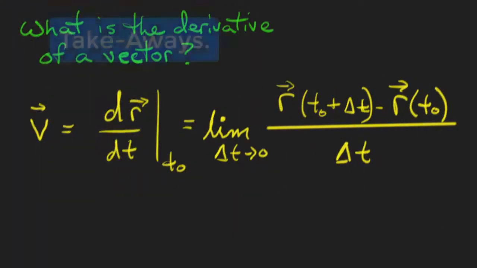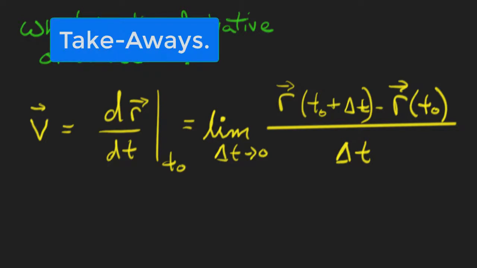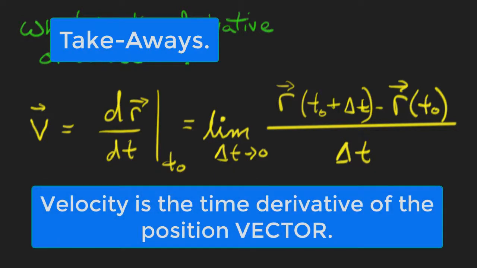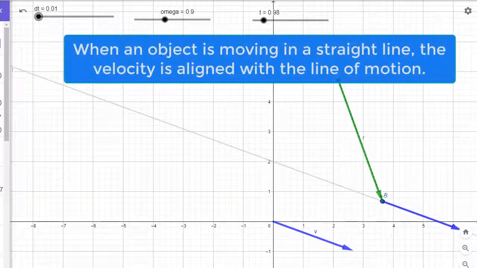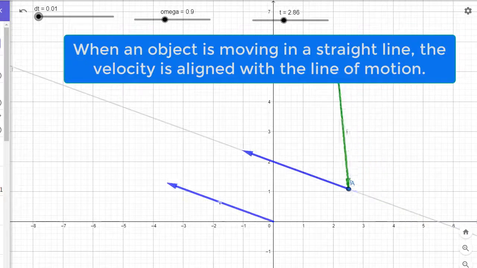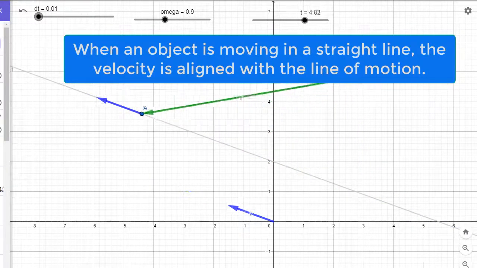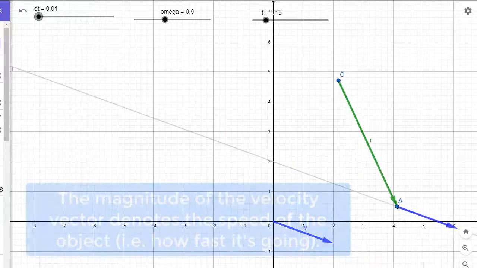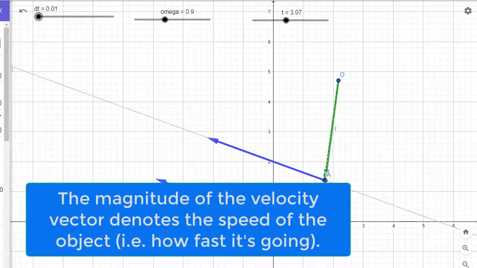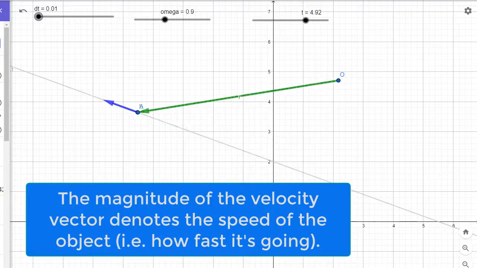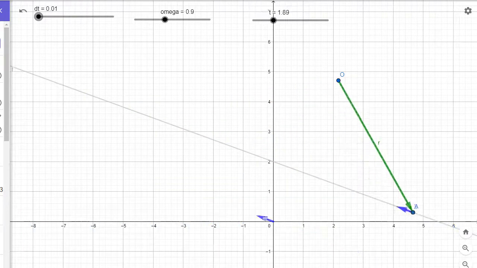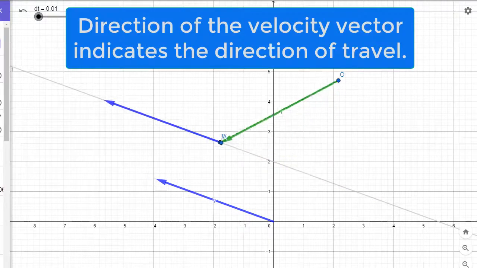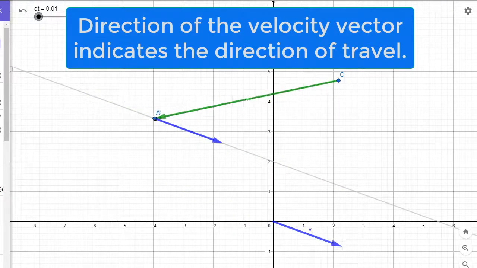All right, so let's wrap up with the takeaways from this lesson. First, velocity is the derivative of the position vector. It's a derivative of a vector. Second, when an object is moving in a straight line, the velocity is aligned with that line of motion. Third, the magnitude of that velocity vector denotes the speed of the object. In other words, how fast it's going. Fourth, the direction of the velocity vector indicates the direction of travel.